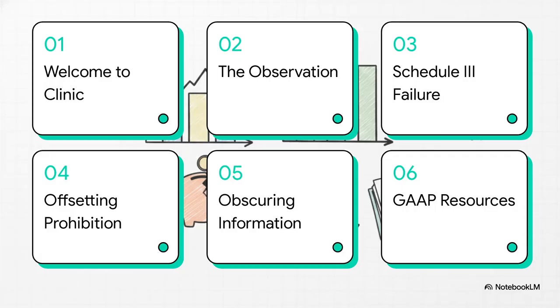Okay, here's our roadmap for today. 1. Welcome to the clinic. 2. The financial statement observation. 3. Schedule 3 noncompliance. 4. The offsetting prohibition. 5. Obscuring material information. And finally, 6. GAAP Advisors resources.